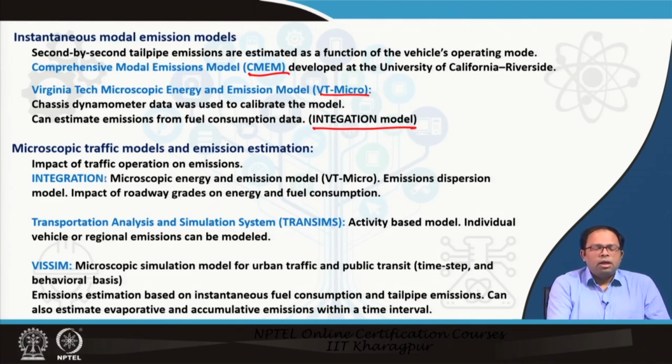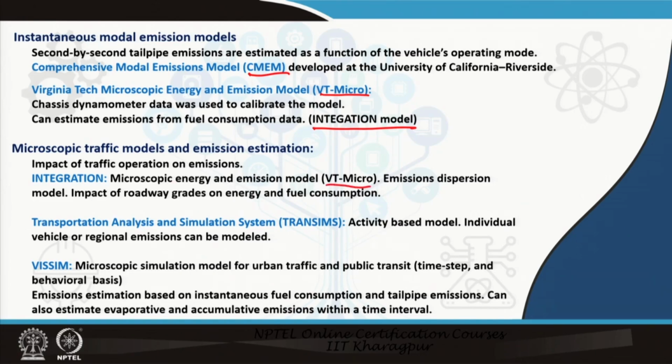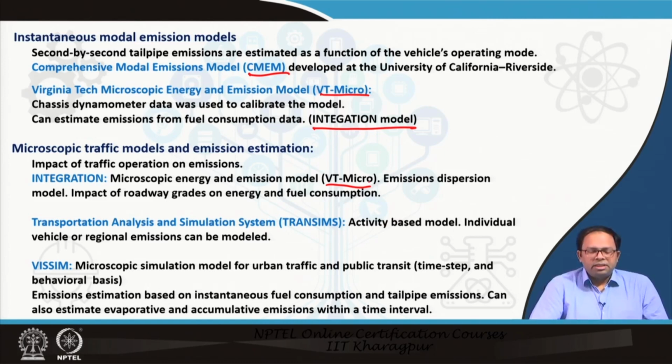So in this particular model, the microscopic energy and emission model, it estimates energy and emissions at different conditions of traffic, and as per a particular vehicle, and this is integrated with VT-Micro, as we already said. And then we have an emission dispersion model also integrated with this particular model, which shows that once the emission comes out, how it is dispersed. It's a basic plume model that has been used over here. And the impact of roadway grades on energy and fuel consumption is also measured. So this one is a microscopic model integration.